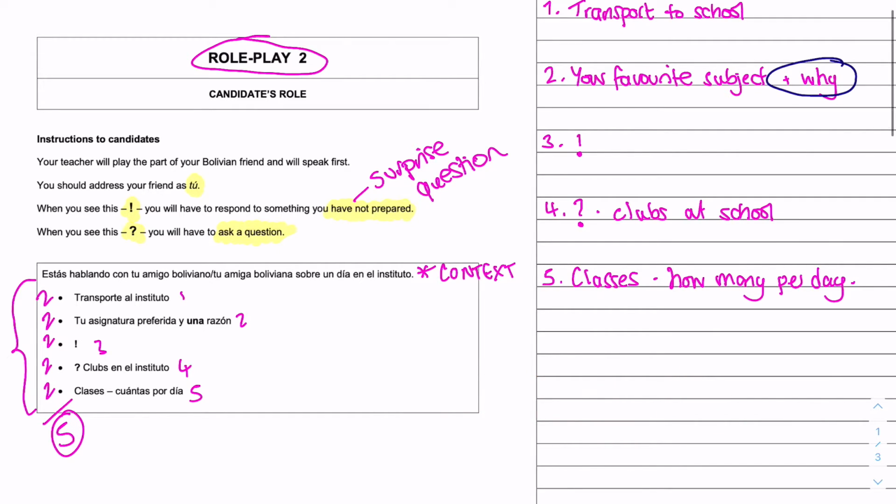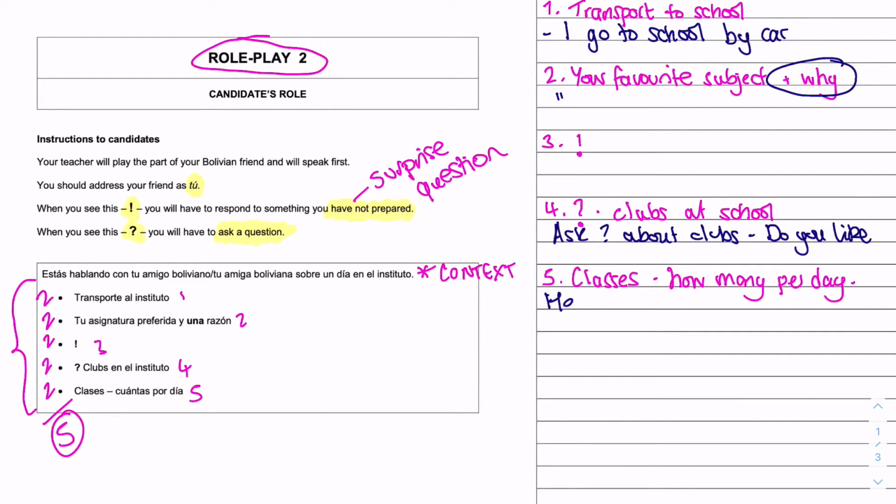So transport to school, I'm going to put I go to school by car. They want us to say how we get there. Favorite subject, that's pretty straightforward, so I'm going to leave that one, same as above. I have to ask a question about clubs. So I might say, do you like? And classes, how many per day? How many classes I have a day?